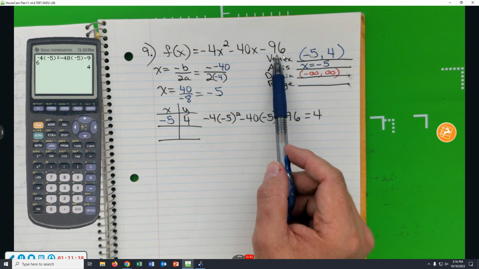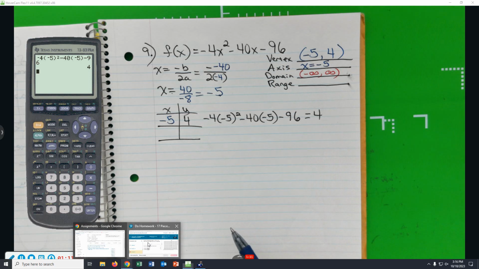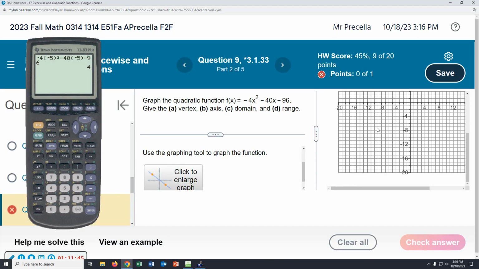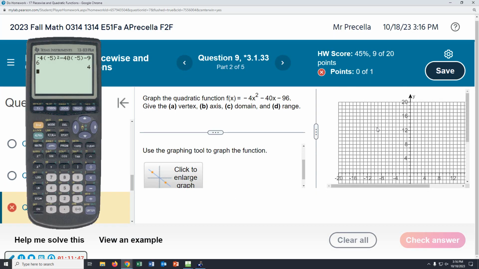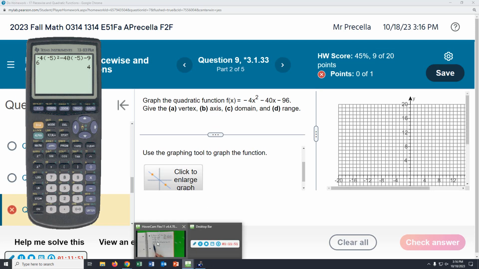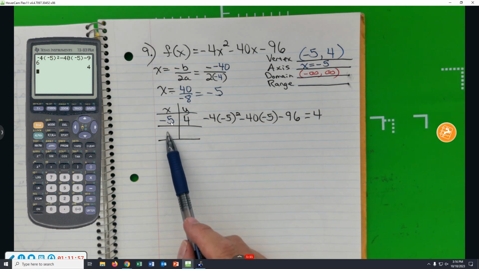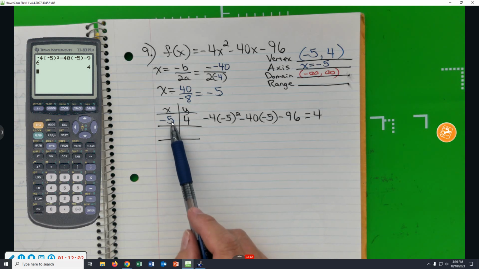Do you think that grid, pull up that grid, Tony, does it go down 96 units? I'm betting it doesn't. Looks to me like it only goes down 20 units. That's why we said whatever number you use, it needs to be close to that number there. I'd say 2 units away. Maybe use a negative 3 or a negative 7. But use something close to negative 5.